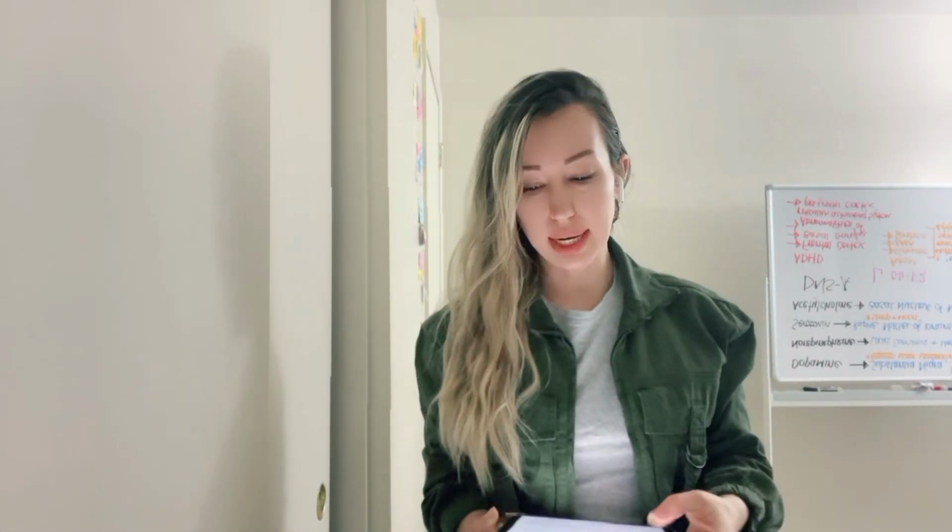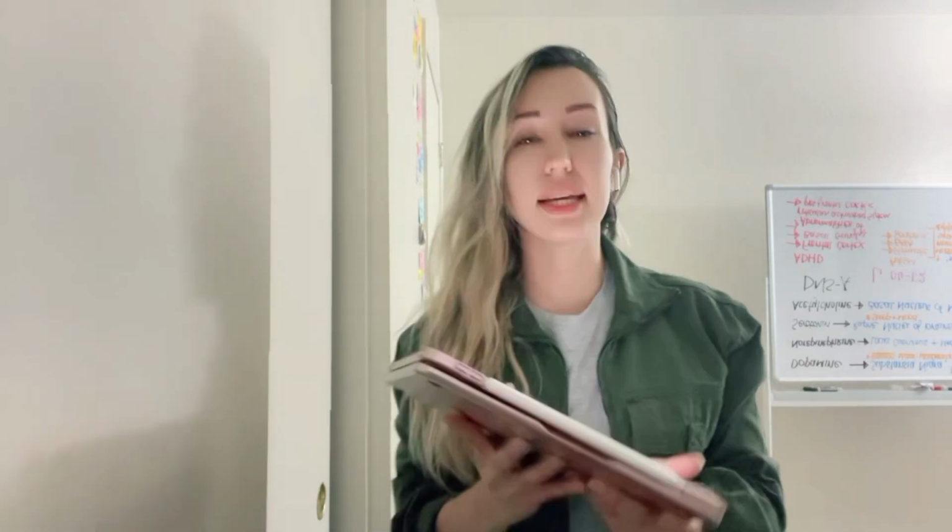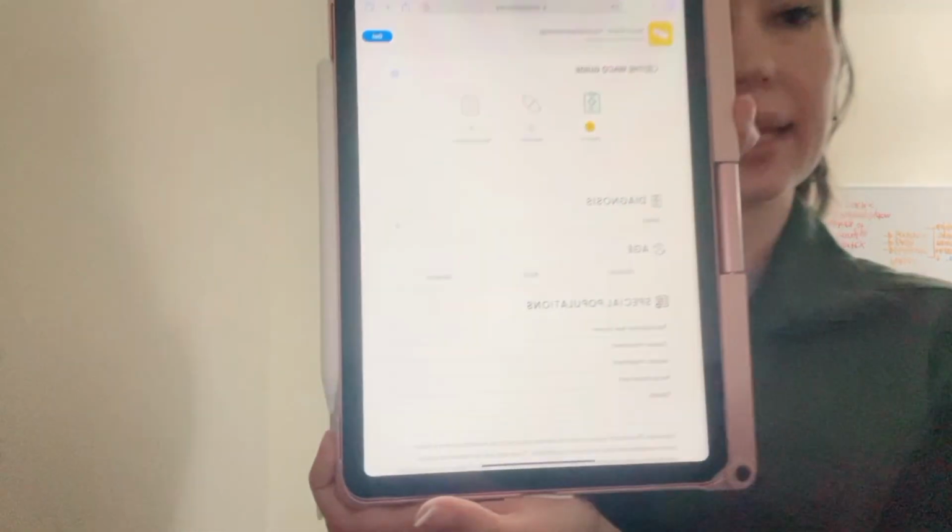So the first one is the Waco guide, W-A-C-O, and you can access it. I have my iPad here, but you can access it on your phone. You can have it on your desktop. It has a website. So it's wacoguide.org, W-A-C-O guide.org. And this is what it's going to look like.